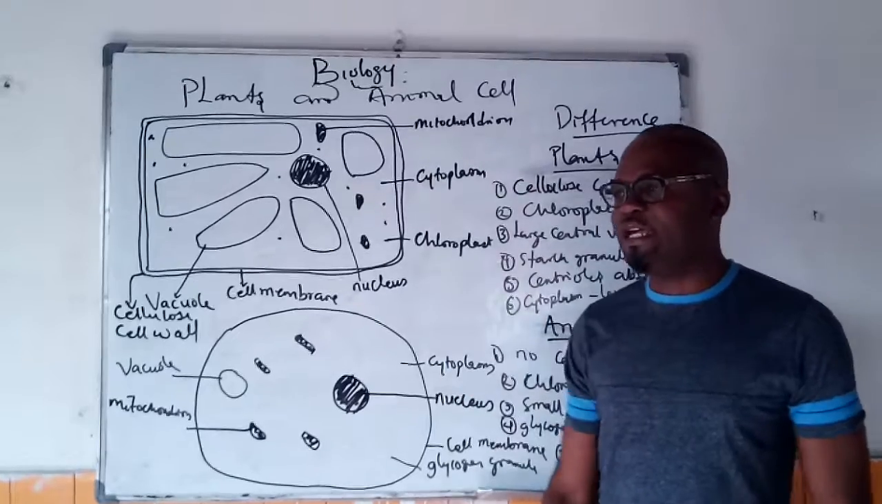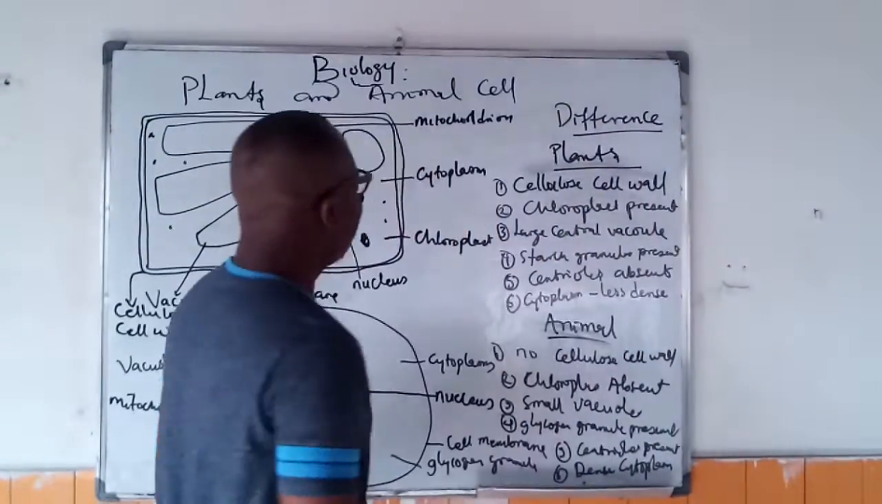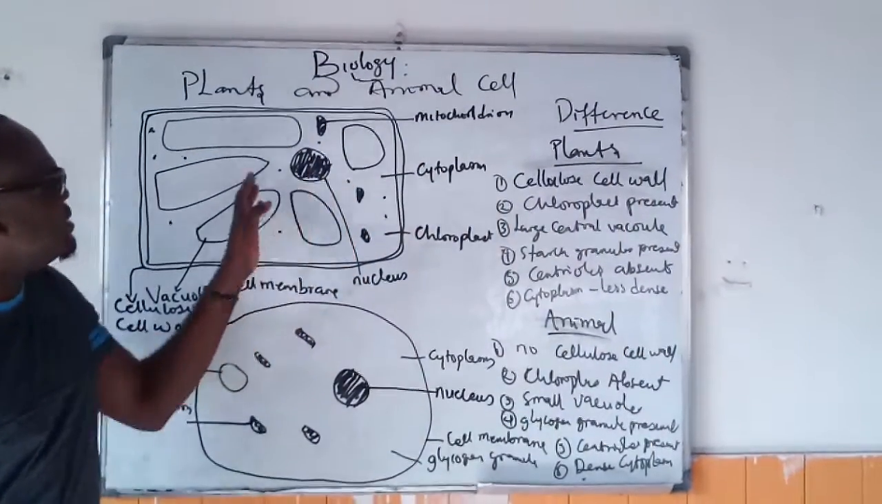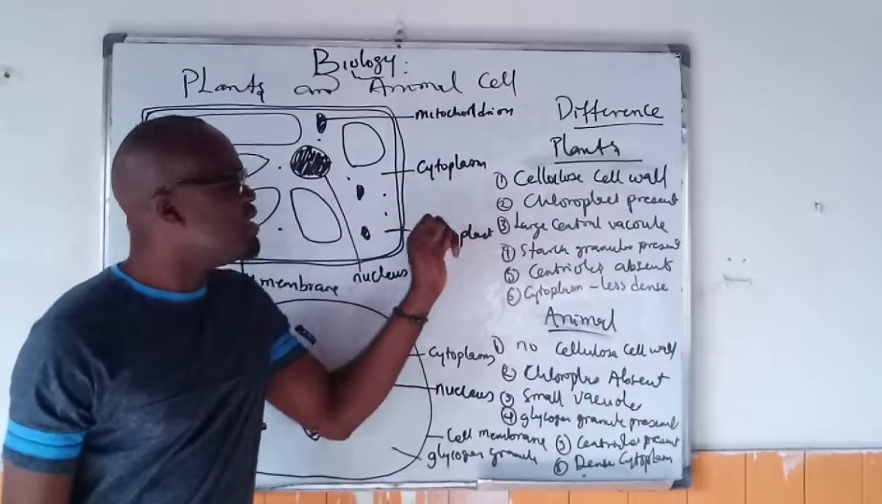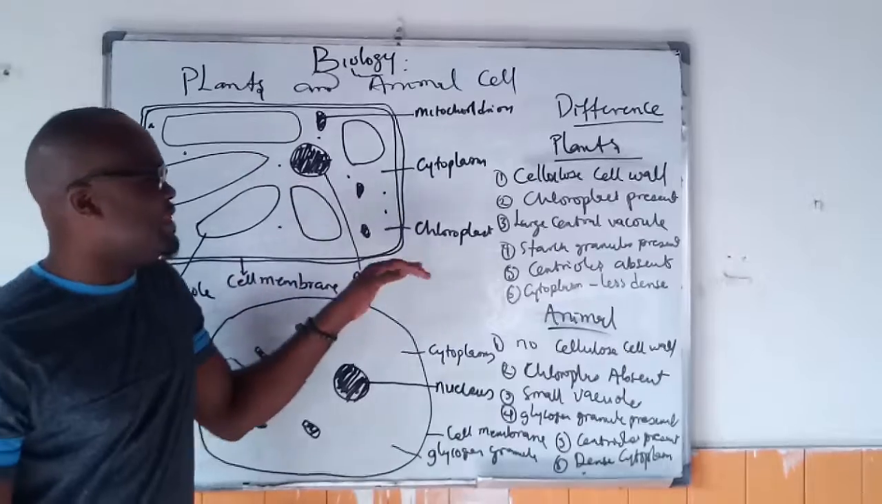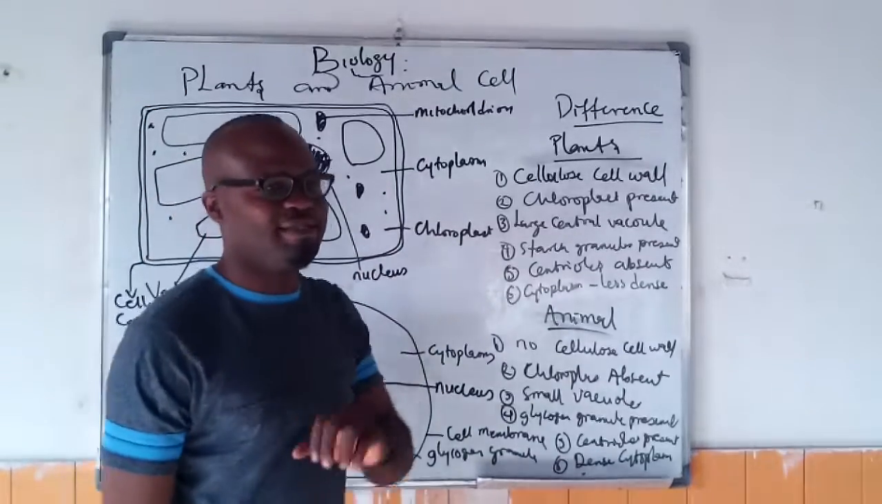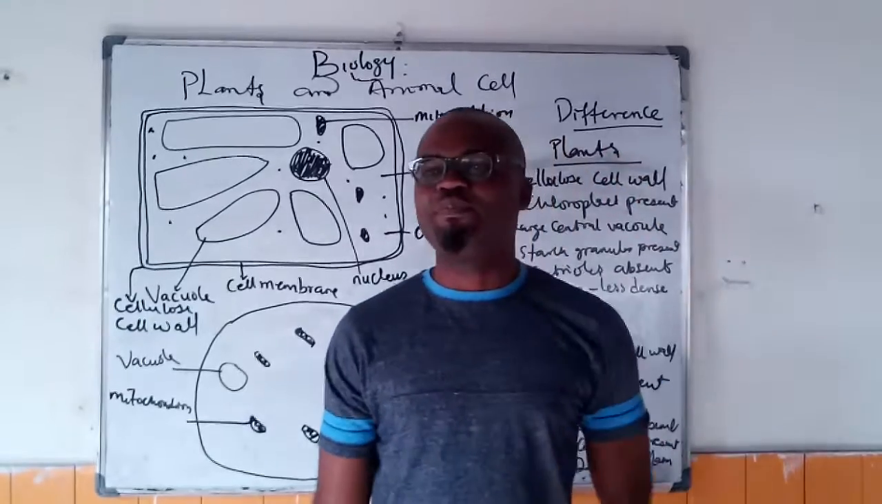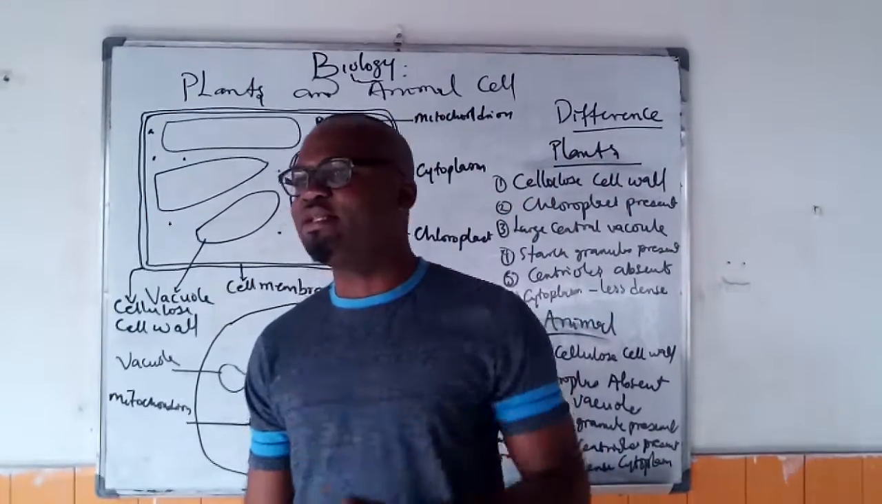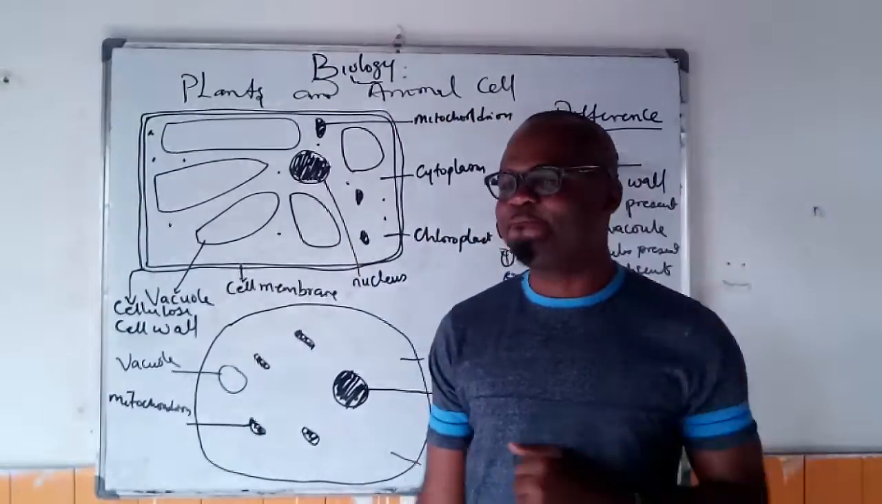The next, smaller dark shape there is known as the mitochondria. Is that clear? Then the virtual empty space inside the cell is known as the cytoplasm, whereas the little dots inside are known as the chloroplast. Is that clear? That is how you picture the shape or the components of the cell in your head.